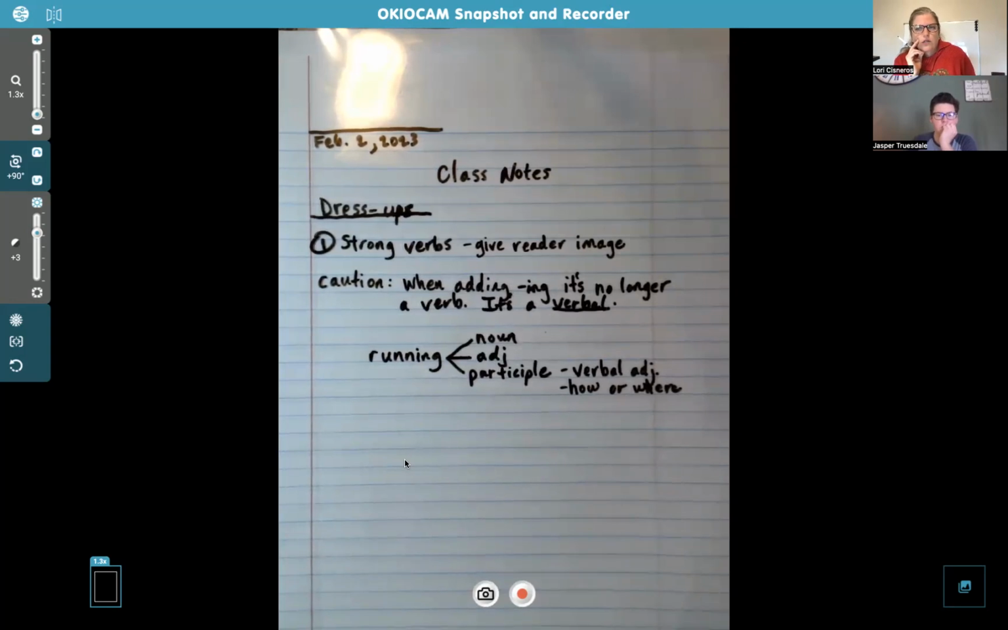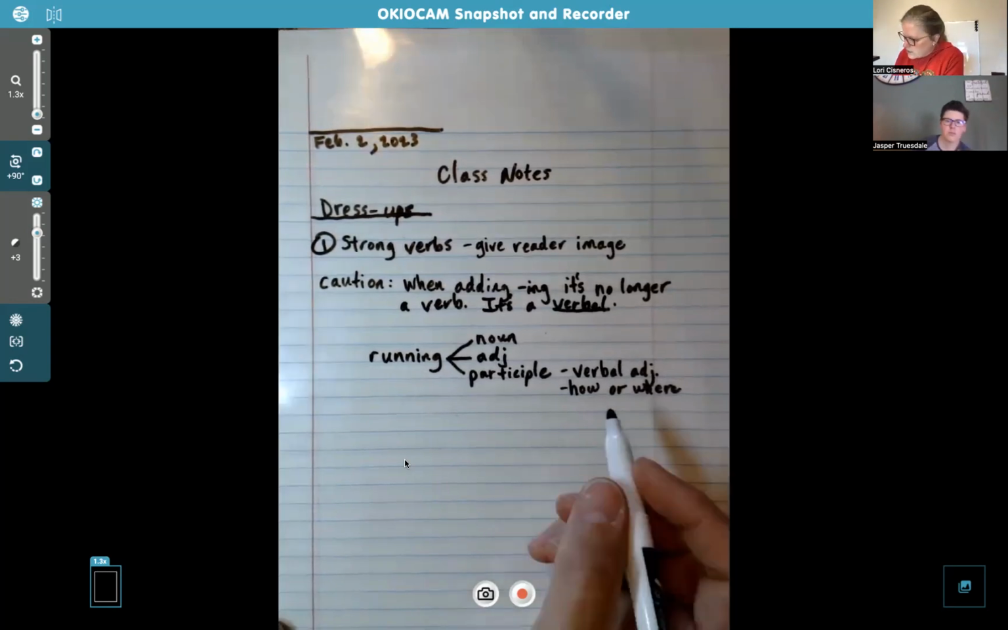So when you're writing your papers and you're using your checklist and you come across strong verbs, the best advice I can give you is to stay away from ing verbs. It's a little tricky, so it's just best to stay away from that and try to think of other verbs that you can use in the sentence. Does that make sense, Jasper? Okay, good. Awesome. All right.